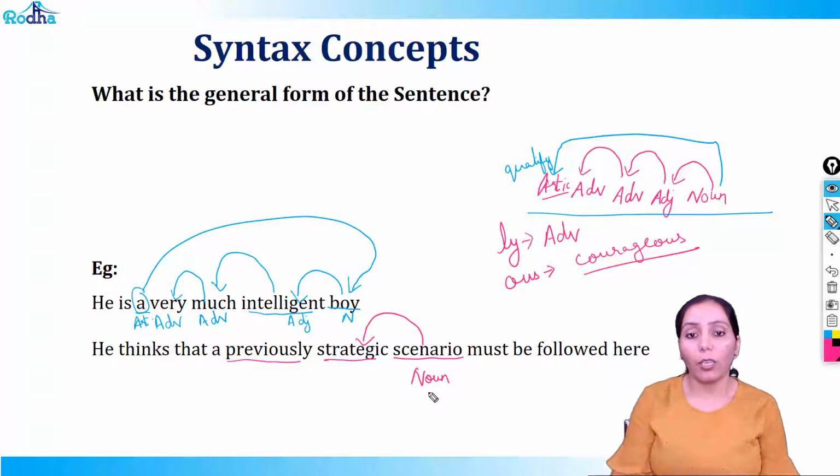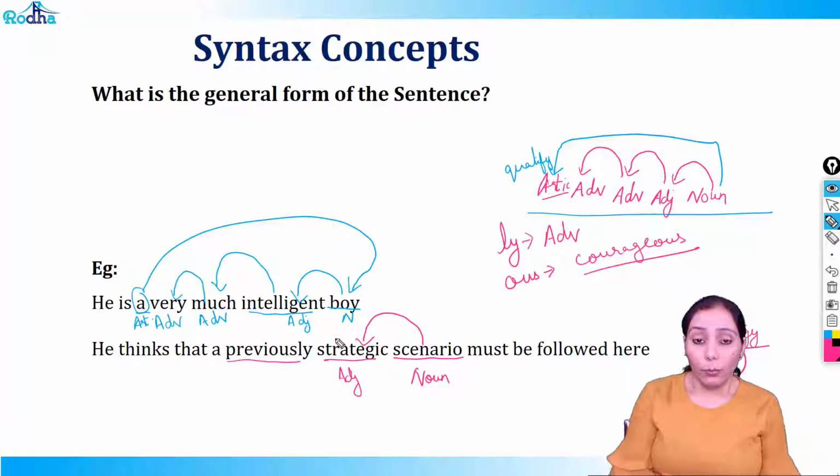Strategic. Now, if it was written strategy, then it would be a noun. But right now it is written strategic. Like we said, technology is a noun. Technological is an adjective. In the same way, scenario is given and before scenario it is written strategic. So strategic is the adjective.